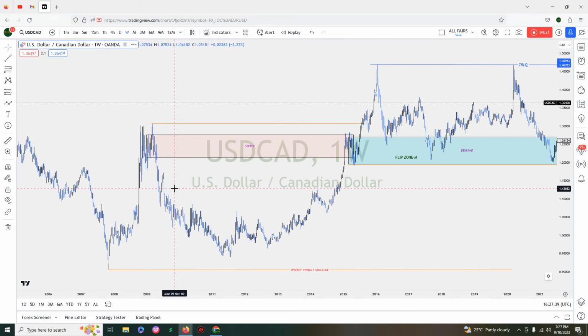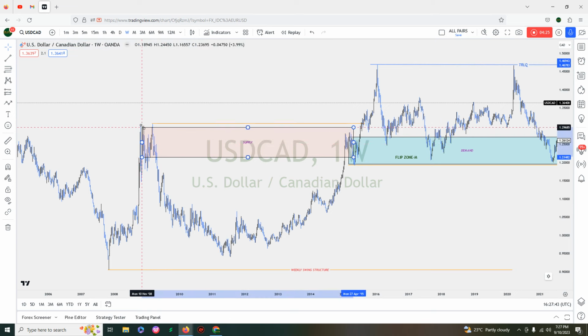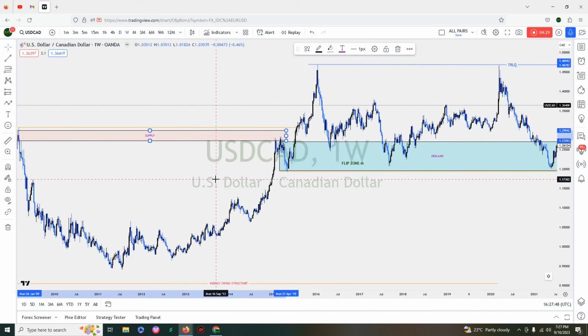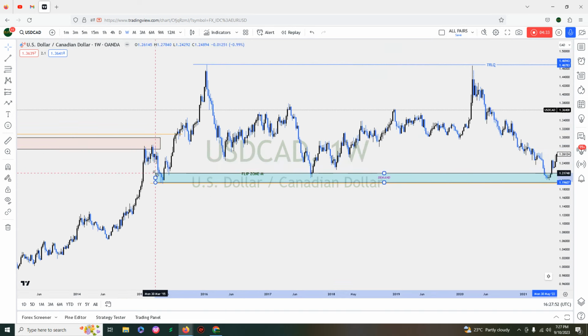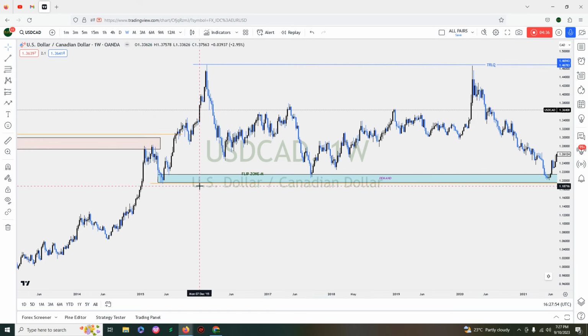And on the weekly time frame, let me refine this even further and make this the demand zone. So it tapped this region.